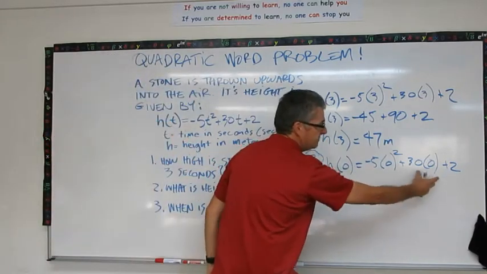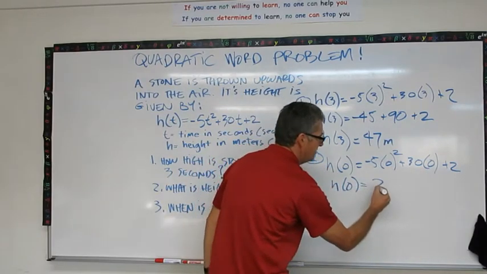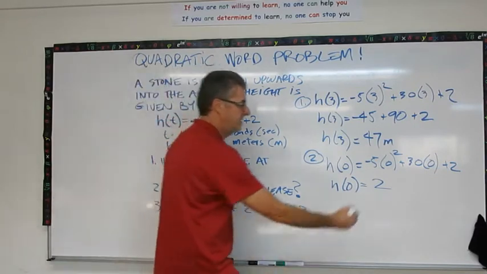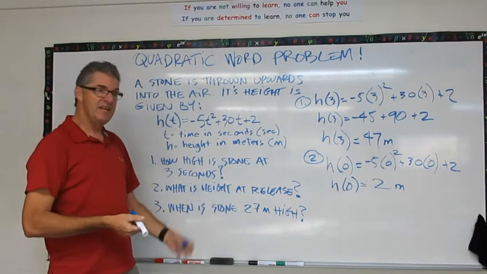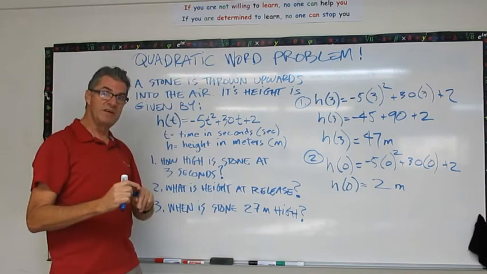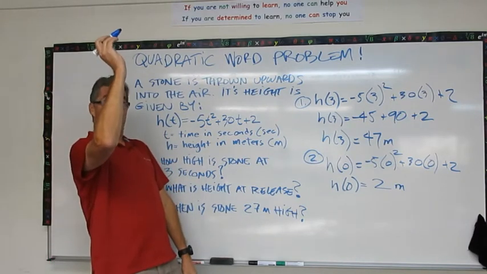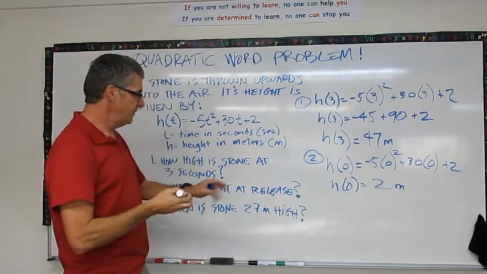These two terms are going to go to 0. So h of 0 equals 2. Remember, we have units, 2 meters. So what that means is that this object is not thrown from the ground. It's actually 2 meters high. And that kind of makes sense. That's a person releasing it like about there. It's a little over 6 feet. Okay, so we've done the first two problems.